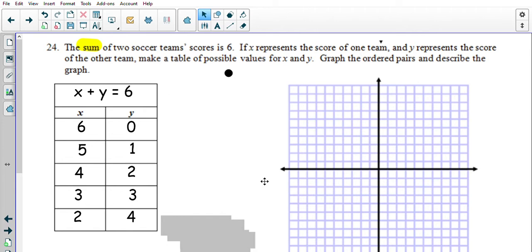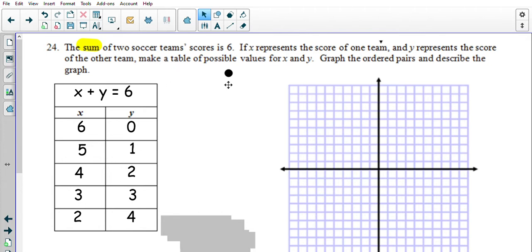I did keep the numbers positive in this case because while on the last one we could have negative golf scores, you can't have a negative score in soccer. So I did stick with positive values. We could have gone higher, but the problem would be if we had 7 plus negative 1 equals 6, the second team can't have a score of negative 1. But I could have done 1 and 5 here, and I could have done 0 and 6. So there were a couple of other options, but it wasn't an unlimited number of options for this situation.